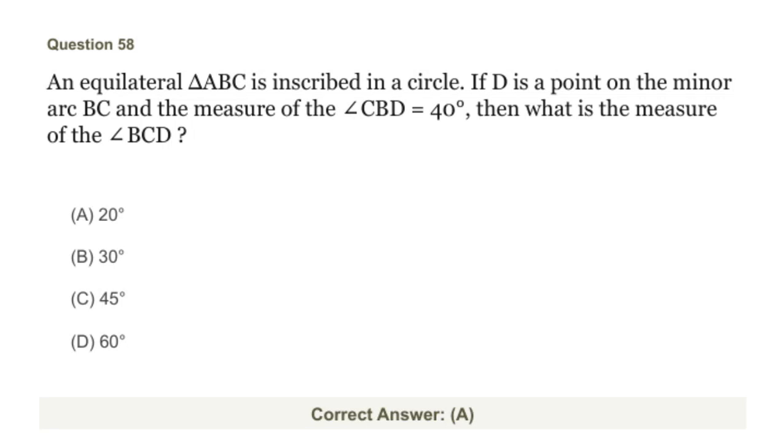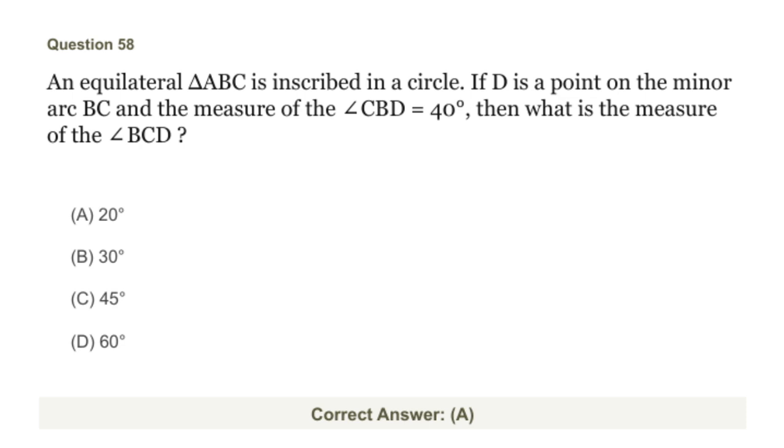Let's walk through this interesting geometry problem. We have an equilateral triangle ABC inscribed in a circle. Since it's equilateral, we know all sides are equal, and each angle measures 60 degrees. Now, point D lies on the minor arc BC, and we're told that the angle CBD measures 40 degrees. Our goal is to find the measure of BCD. The key here is to understand how the inscribed angles relate to the arcs they intercept. Remember, an inscribed angle measures half the measure of its intercepted arc.